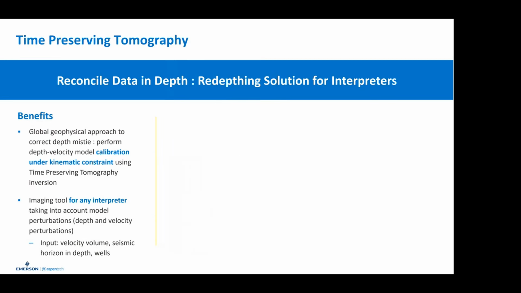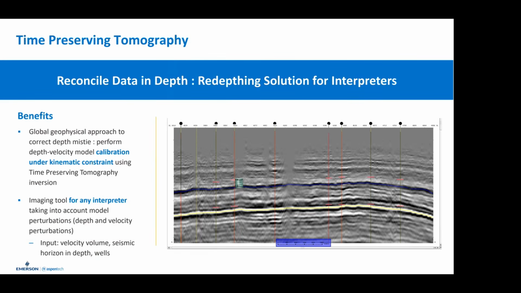So now let's look at the example of how to reconcile the depth redepthing for the interpreters. As we said before, it's a global geophysical approach that corrects the depth misties. We perform the depth velocity model calibration under kinematic constraints using this time-varying tomography technology. As we said a few times now, it's a very easy tool for an interpreter or PNI expert as well. The input necessary is just the velocity volume, the seismic horizon index, and wells if we want to reduce those misties.